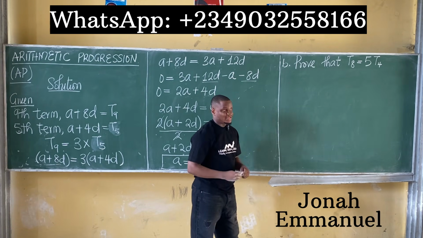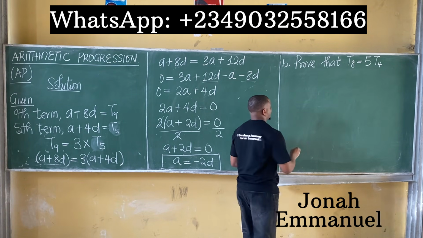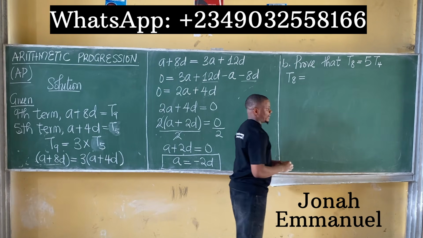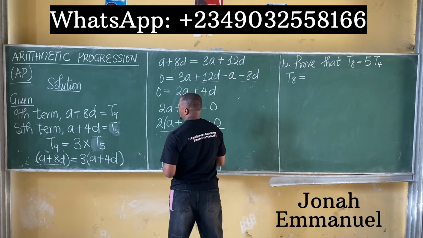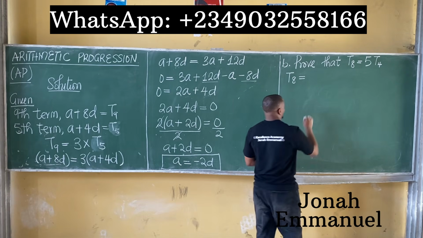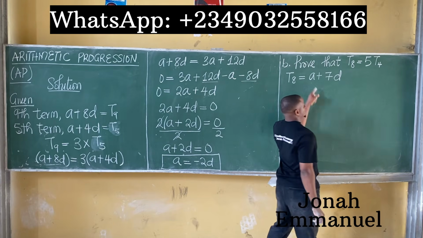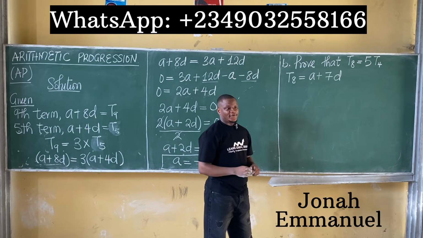And how do we prove that? Let's simply get the value for T8. For an AP, the eighth term is usually A plus 7D. This is the expression for the eighth term of an AP, A plus 7D.